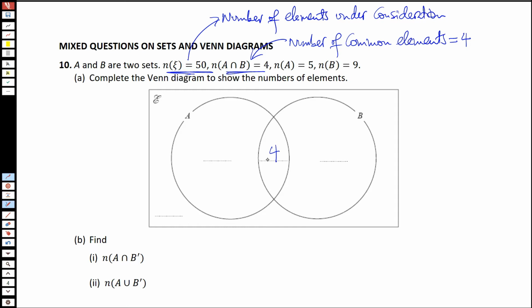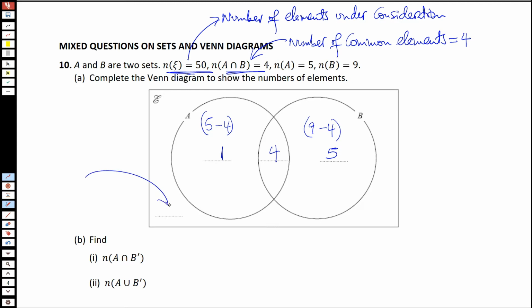Now, if in the middle we have 4 and the number of elements in A are 5, then just A will be 5 minus 4, which will be 1. So just A will be 1. Of course, 1 plus 4 gives us 5, and that's what's required here. And then the same thing applies to just B. So just B will be 9 minus what's common between A and B, which gives us 5. So just B will be 5 elements.